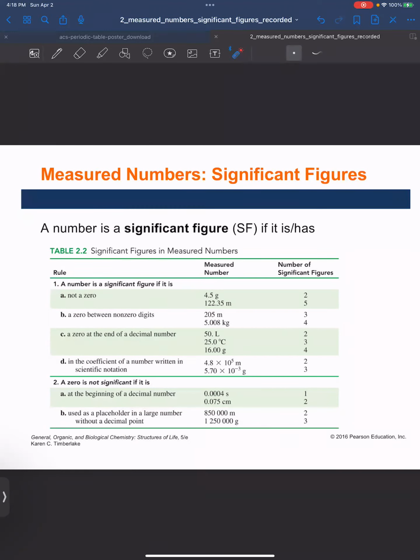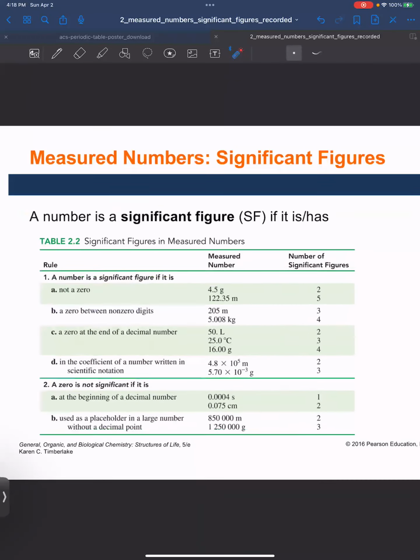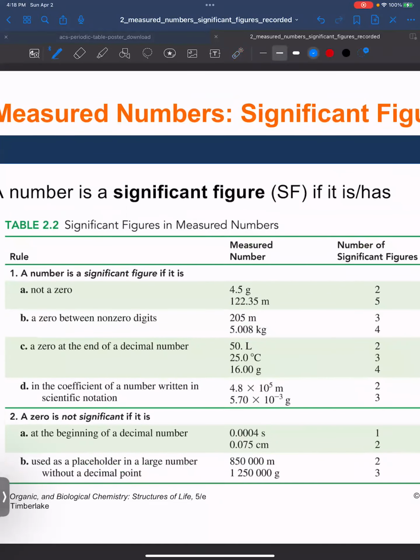So let's walk through this. A number is a significant figure if it is not a 0. So any non-zero numbers, and I will underline those, are considered significant. So 4.5 has 2 significant figures. This measured value here has 5 significant figures.